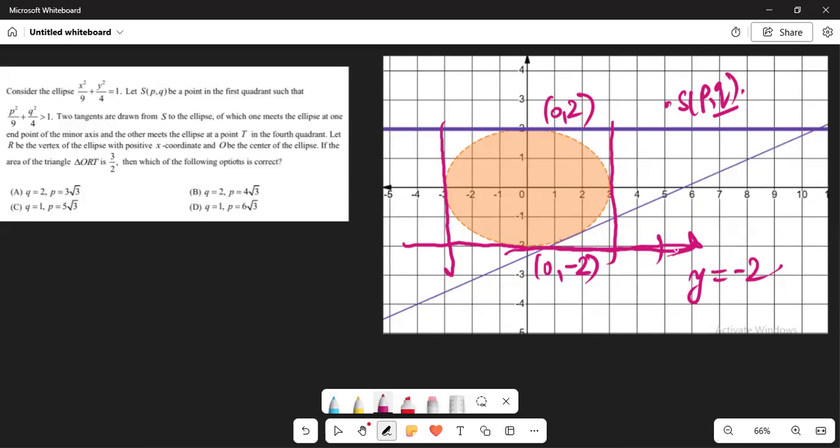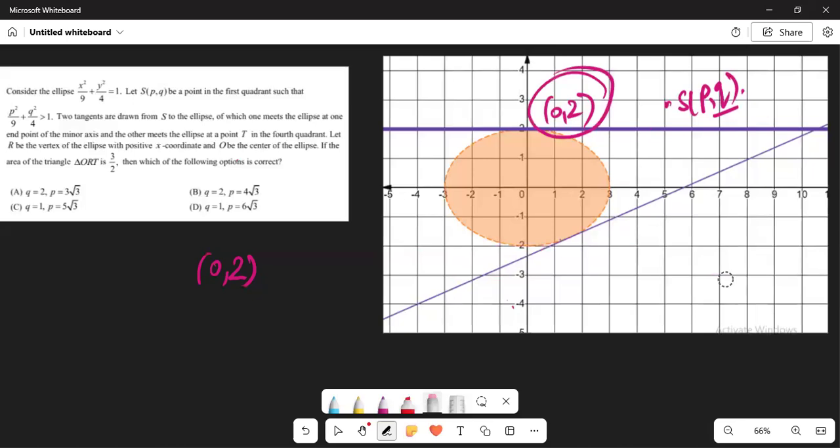But the tangent line only has points lying in the fourth quadrant or third quadrant, and our S is lying in the first quadrant. That means the point taken in consideration is not (0, -2), it is actually (0, 2), because S is lying in the first quadrant. S is not lying on the line y = -2. So we have figured out that the point is (0, 2), not (0, -2). Now this will help us to find Q.